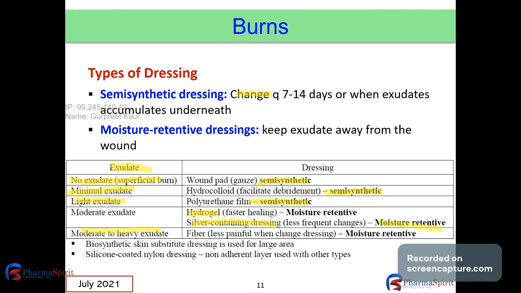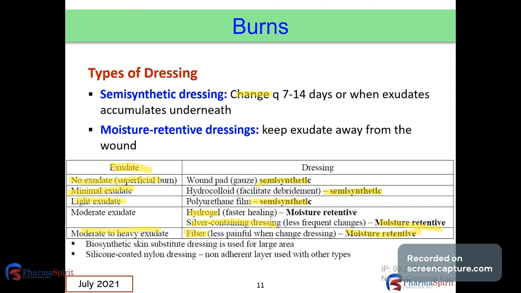For moderate to heavily exudating burns, they use the fiber dressing, and the fiber dressing has multiple benefits. Number one, it's less painful when you change the dressing, and number two, it can be washed off. So you don't have to remove it. You can just wash it off, and this is also considered a moisture retentive dressing.